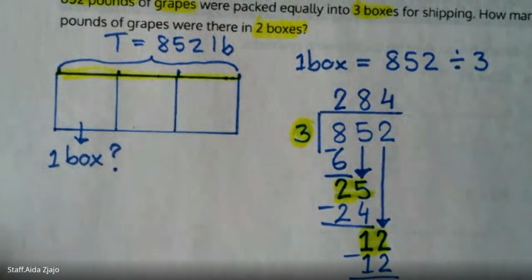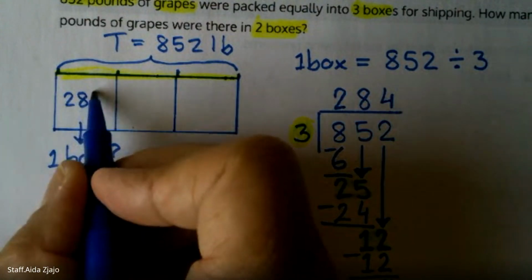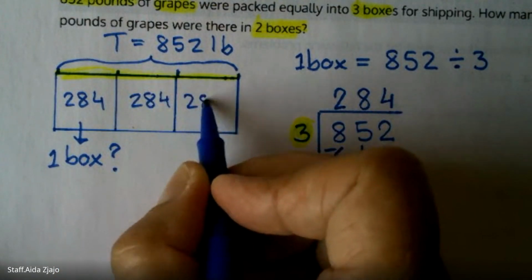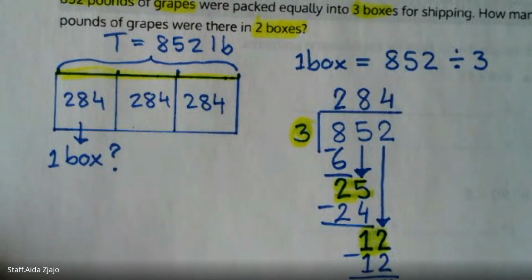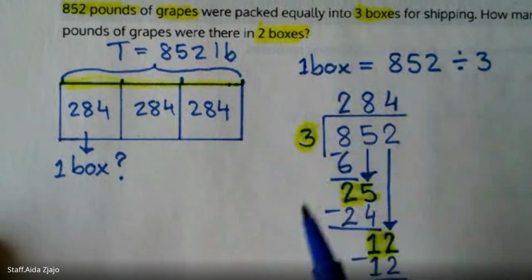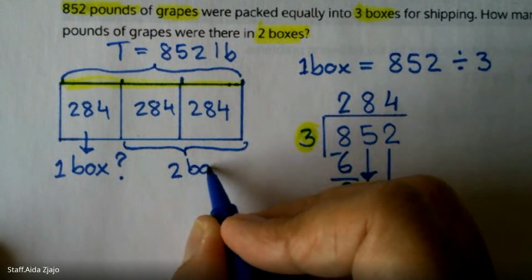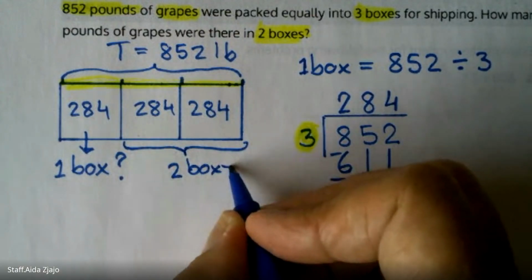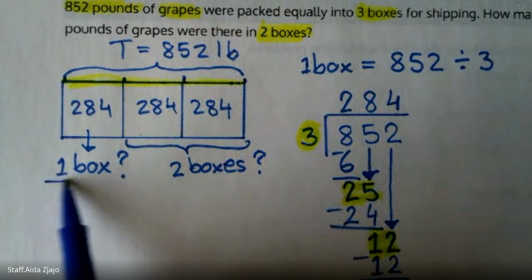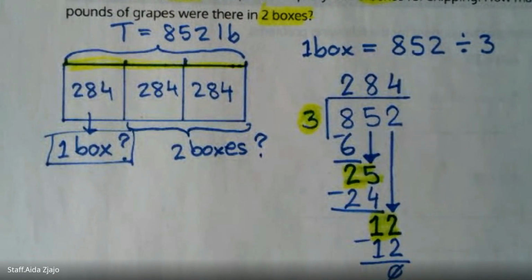284. All right, so 284 is in each of these boxes. We found what 1 box is, but the question says how many pounds of grapes were there in 2 boxes. So these 2 boxes are our question. Boxes is question mark, and that's what we need to find. First, we found what one box is, and now we're going to find what two boxes is.